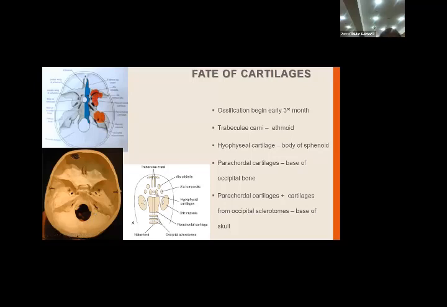Once again, ossification occurs in the 3rd month, and as a result the trabecular cranii develops into this bone, which is the ethmoid, the hypophyseal cartilages, these cartilages, occipital sclerotomes. Okay, moving ahead.